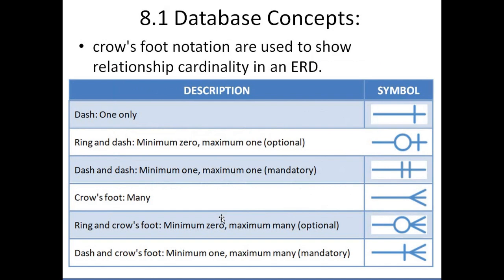Crow's foot notation is used to show relationship cardinality or type in an ERD. A dash means only one. A dash and a ring means minimum 0, maximum 1. Dash and dash means minimum 1 and maximum 1. A simple crow's foot means many relationships. A ring and crow's foot means minimum of 0 and maximum of many. Dash and crow's foot means minimum one, maximum many relationships.